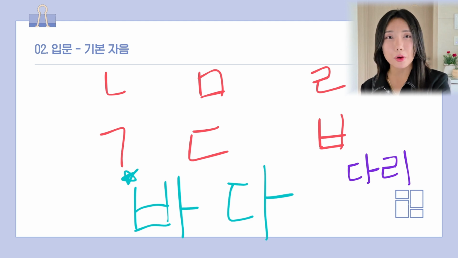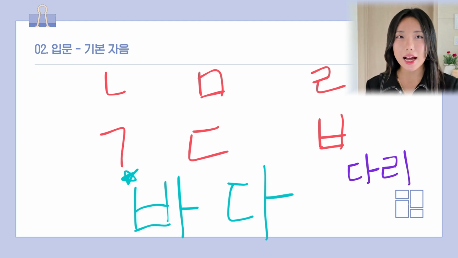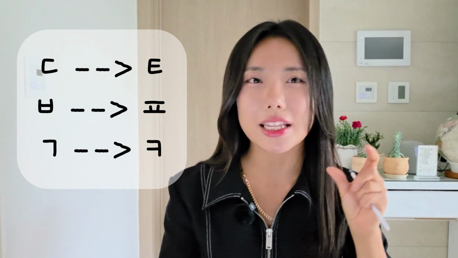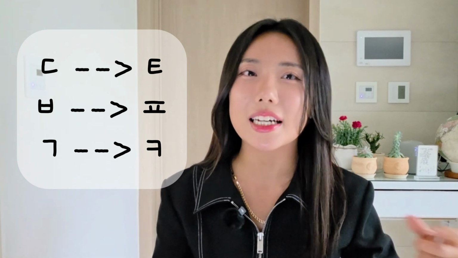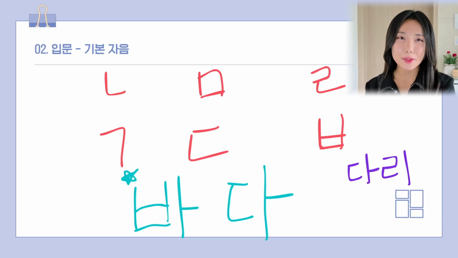But here, with the ocean, I would say 바다. Less T sound, right? When these consonants are starting the word, Korean people tend to add more air. So D would sound like T, B would sound like P, G would sound like K. But still, you have to spell it that way.